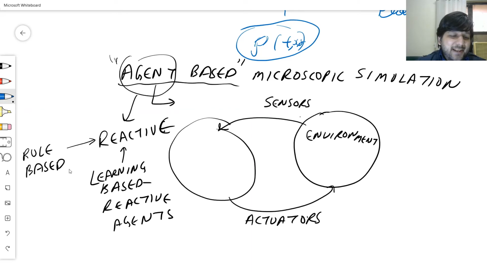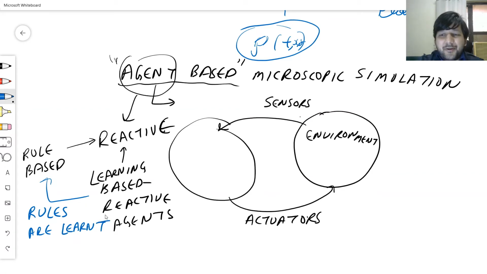And in a learning-based reactive system, what happens is that these rules which govern me are learned. So I am driven by some kind of rules, and these rules that I am continuously driven by are what is learned, and those rules make me change the way that I behave.